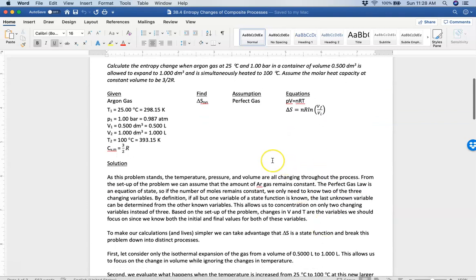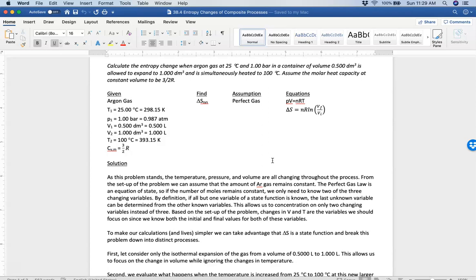The problem asks us to calculate the entropy change when argon gas at 25 degrees Celsius and 1 bar of pressure in a container of 0.5 dm³, which is half a liter, is allowed to expand to 1 dm³ and is simultaneously heated to 100 degrees Celsius. So we're changing both volume and temperature simultaneously. We're going to assume the molar heat capacity at constant volume is that of a perfect monatomic gas, which for argon is an okay approximation; helium's better.